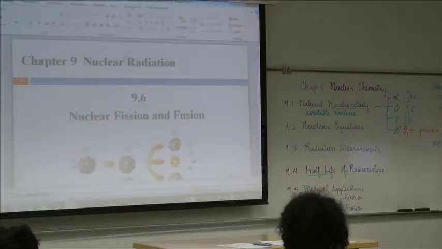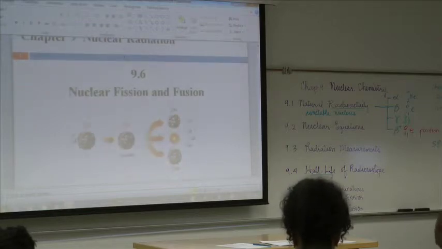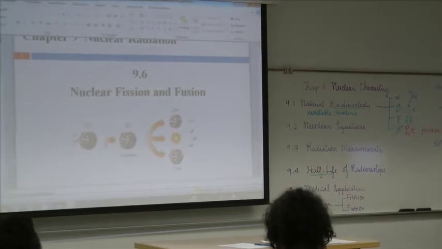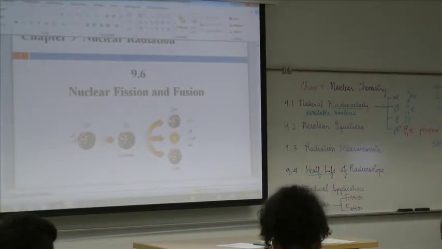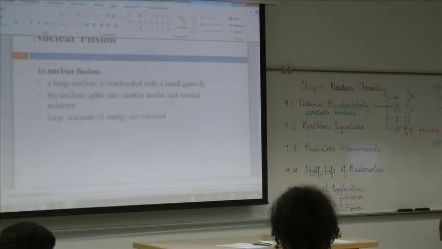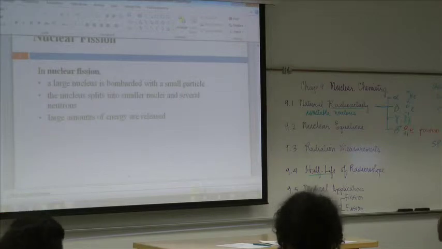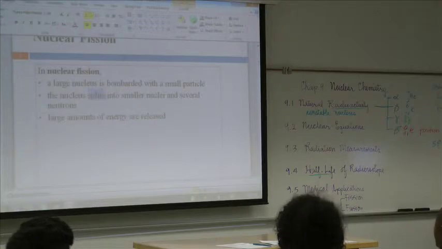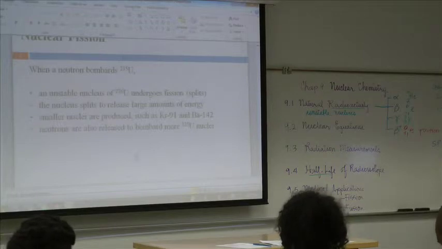So then we go to fission and fusion. U-235. So when we bombard U-235 with a neutron, we get U-236, which is very unstable, and then it further decays into krypton, barium, and 3 neutrons. So nuclear fission is when a large nucleus is bombarded and split, so fission, right, splitting into smaller nuclei. So make sure you know that, because that could be on the exam, right?